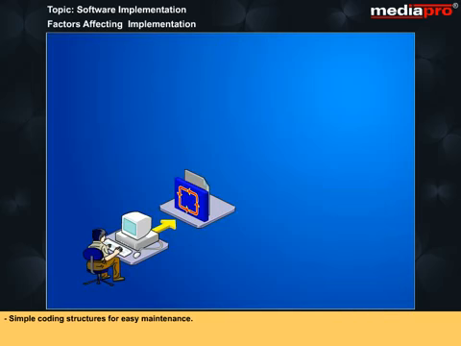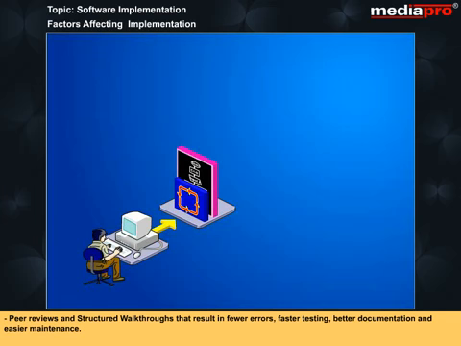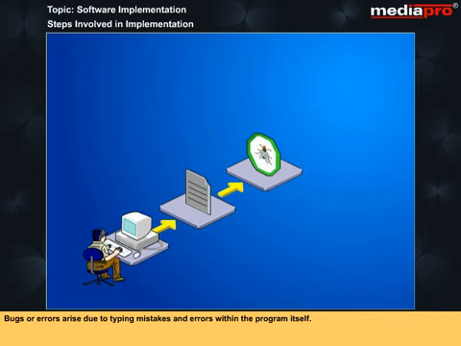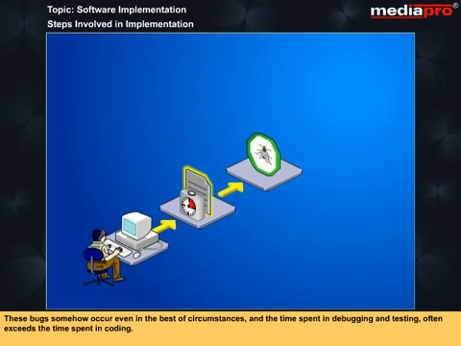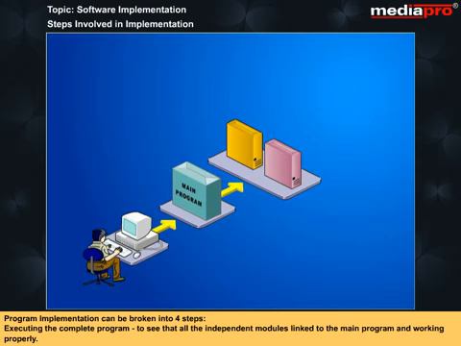Simple coding structures for easy maintenance, peer reviews and structured walkthroughs that result in fewer errors, faster testing, better documentation and easier maintenance. Bugs or errors arise due to typing mistakes and errors within the program itself. These bugs somehow occur even in the best of circumstances, and the time spent in debugging and testing often exceeds the time spent in coding. Program implementation can be broken into 4 steps.